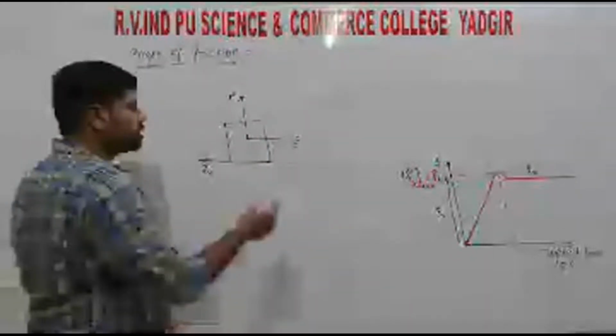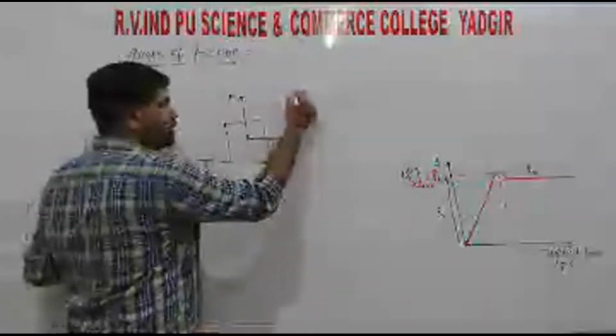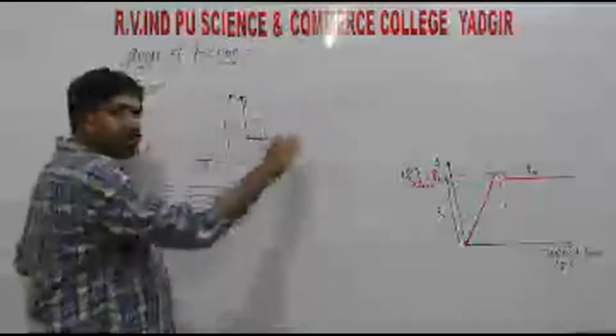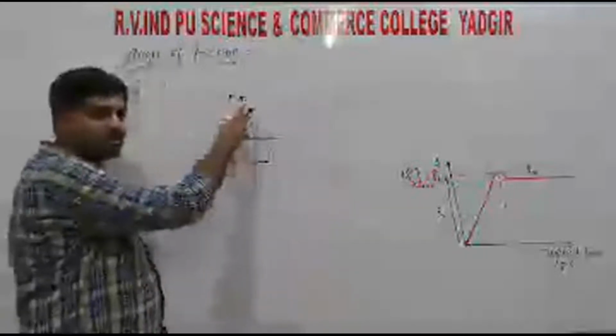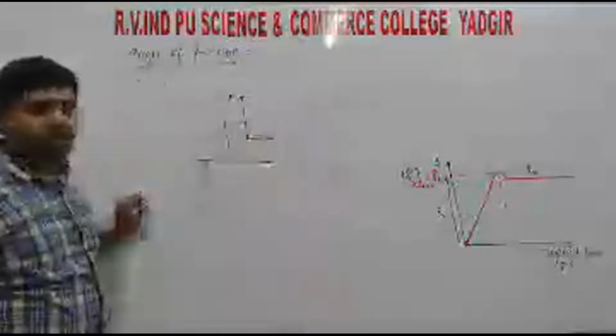So the resultant, again from the parallelogram law of vector addition, if we complete this one we get a square or rectangle, right?